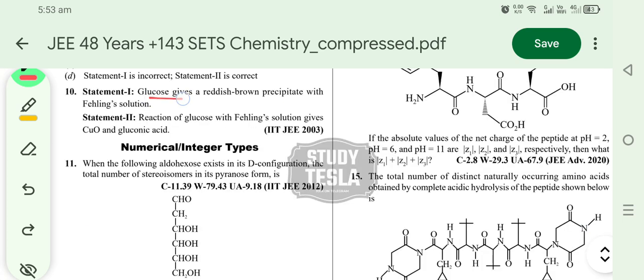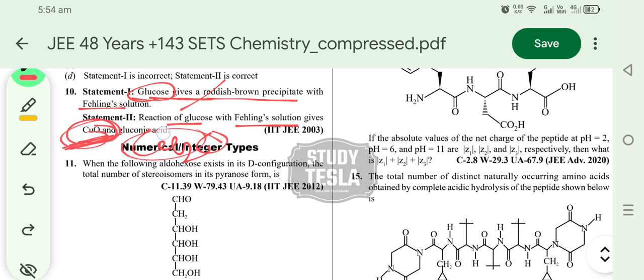Glucose gives a reddish brown precipitate with Fehling's solution. Glucose is a reducing sugar. It can give coloration with Fehling's solution. The reaction of glucose with Fehling's solution gives Cu2O. It is not cupric CuO, it is Cu2O, a cuprous compound. It is the wrong statement. It is not CuO, it is Cu2O. Statement 1 is true, statement 2 is wrong.